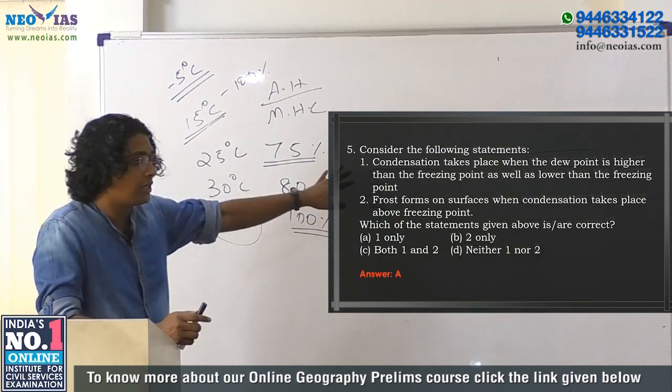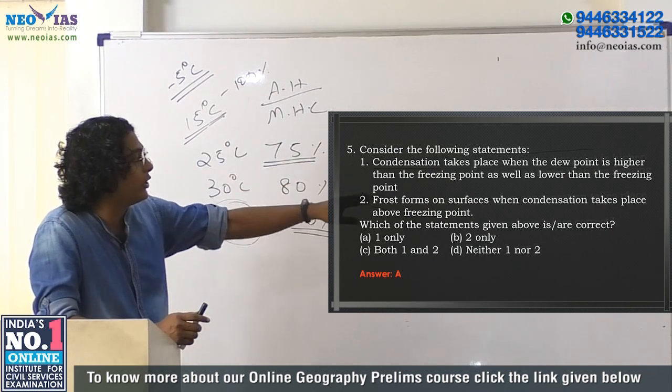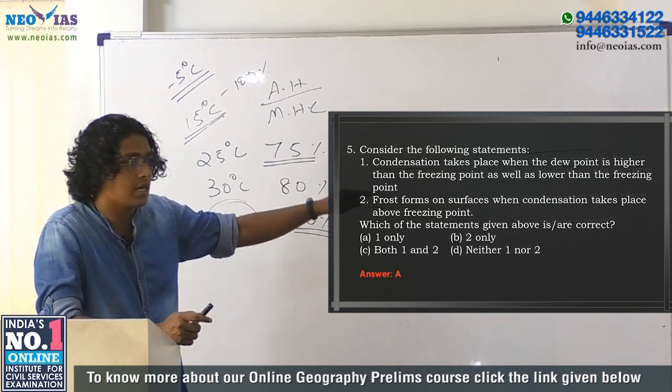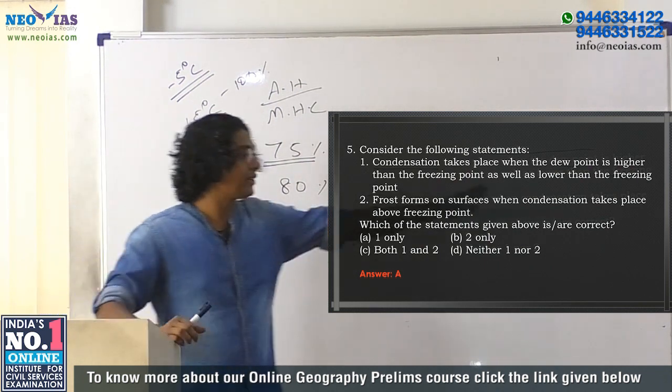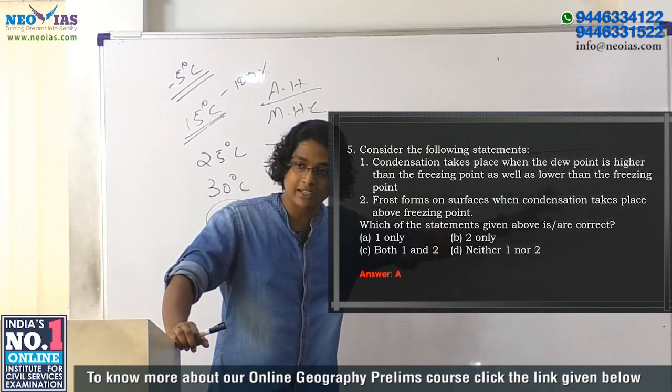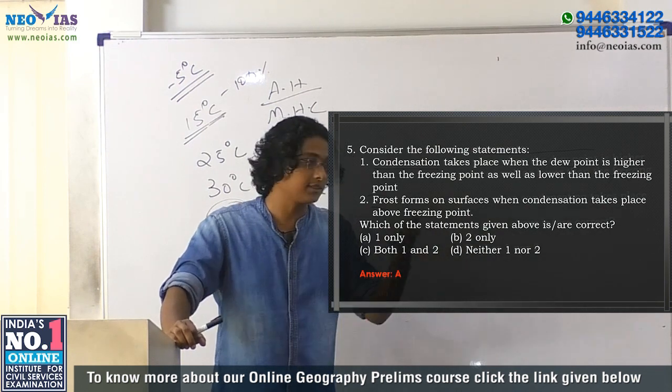Here the first statement, condensation takes place when the dew point is higher than the freezing point as well as lower than the freezing point, is correct. Higher than the freezing point, it will be dew. Lower than the freezing point, it will be frost, it will be ice crystals.